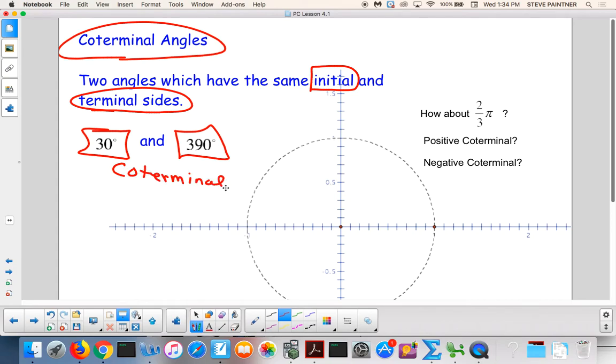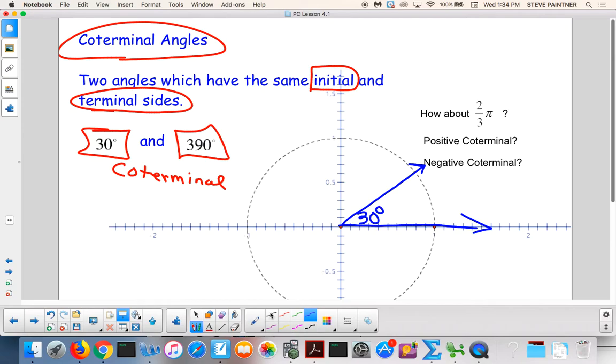Now, let's check it out. What does a 30 look like? Draw yourself a 30. That's about a 30. Would you agree? Now they're trying to tell you if you draw a 390, a 390 will have the same initial and terminal side. Is that true?